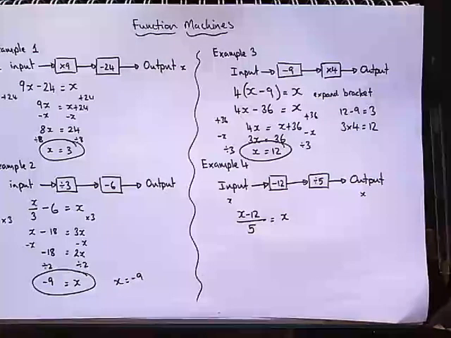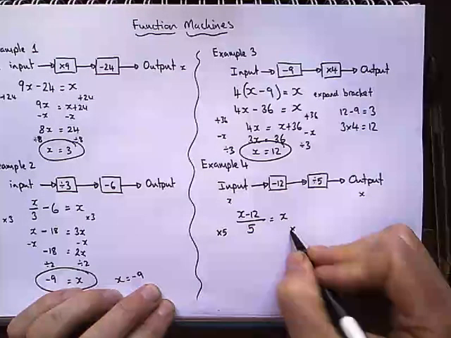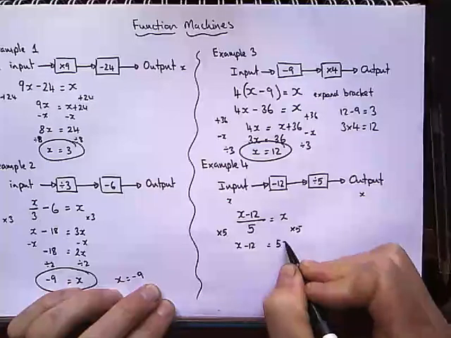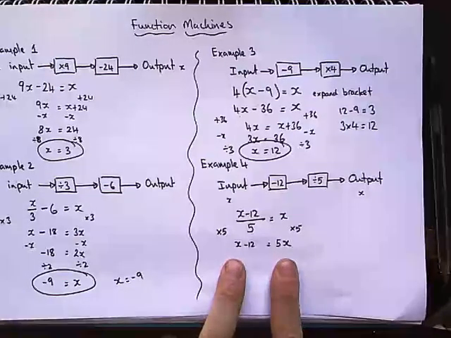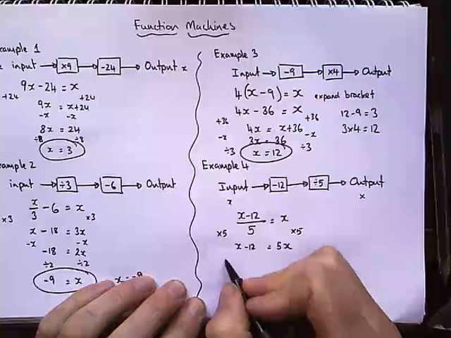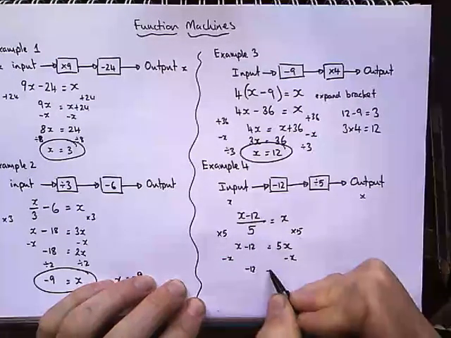So again, similar to what I did before in example 2, I want to undo this divide by 5 because then I'm not working with a fraction. So I'm going to times both sides by 5. And I've got x minus 12 equals 5x. Now it shouldn't take too long to actually solve this. The smaller amount of x's is x on its own, so I'm going to take away x from both sides. And I'm left with minus 12 equals 4x.